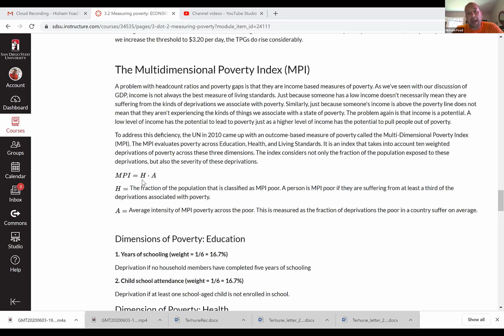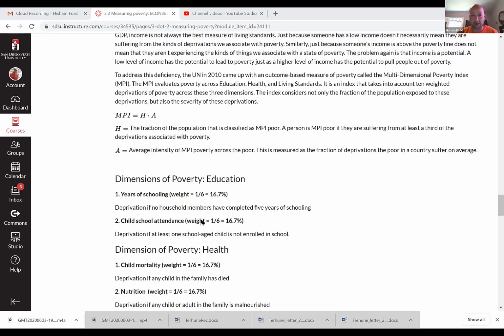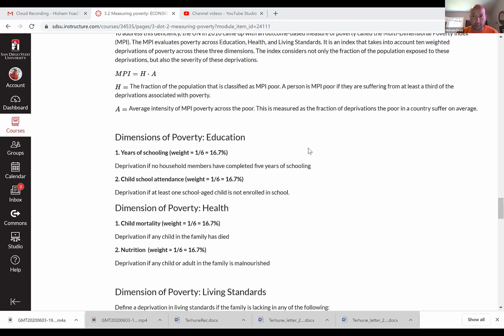All right, so let's take a look at the deprivations of poverty for the MPI. The first dimension they look at is education, and there are two deprivations here. The first is years of schooling. This is a deprivation if nobody in your household has completed at least 5 years of schooling. The second is child school attendance, and this is a deprivation if you have a school-aged child and they're not enrolled in school. Both of these have a weight of 1/6, or 0.167. So basically, if you have either of those things, then this goes towards your MPI score.